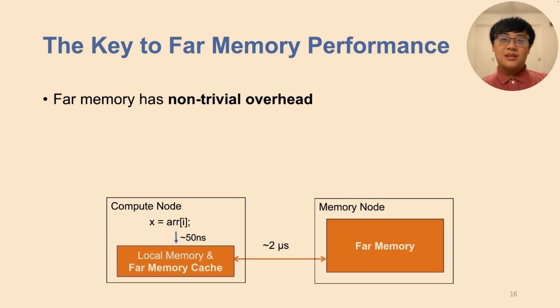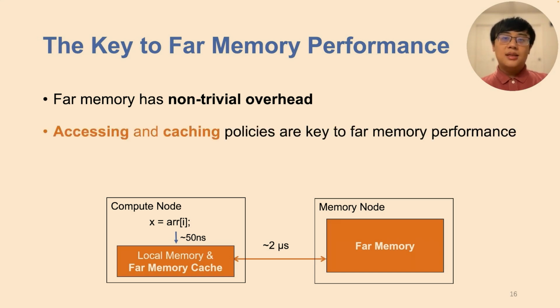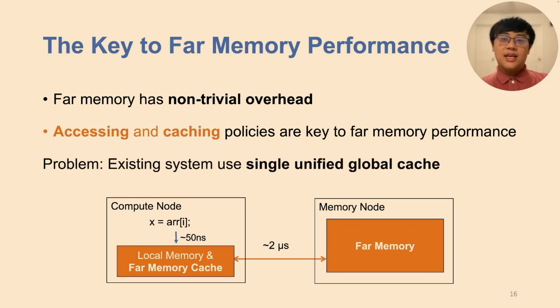Existing far memory systems introduce a far memory cache and different far memory accessing policies, trying to let more accesses hit only in the local cache to mitigate this overhead. These two policies became the key to far memory performance. One problem of existing systems is that they use a single global cache with a unified accessing policy for a single program.